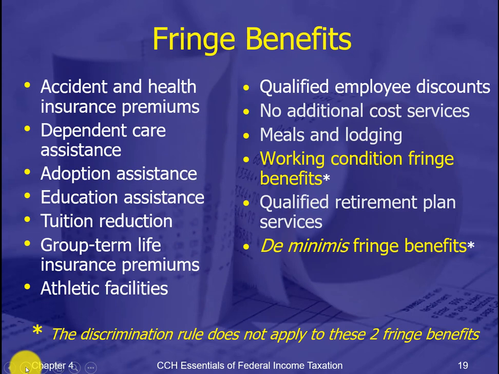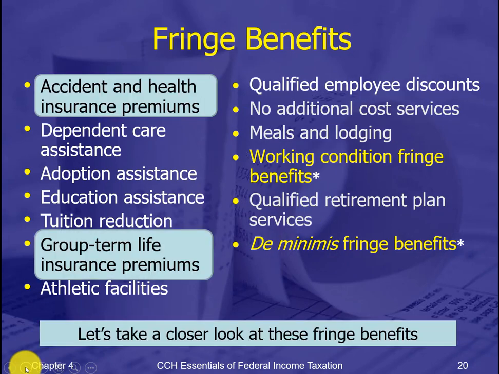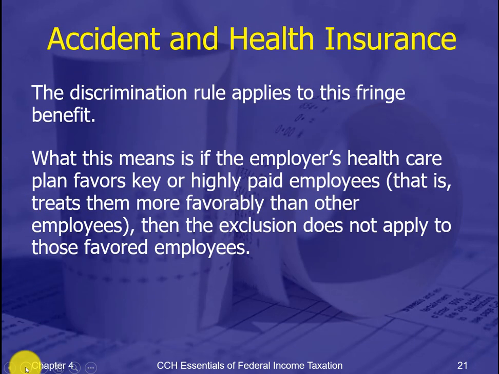The only two that don't apply: working condition fringe benefits and de minimis fringe benefits. These are the only ones that don't have a discrimination rule. Everything else, you have to give basically the same deal for everybody, or you're going to end up with a taxable consequence. All right, let's look at these two. Accident and health insurance, since this is common.